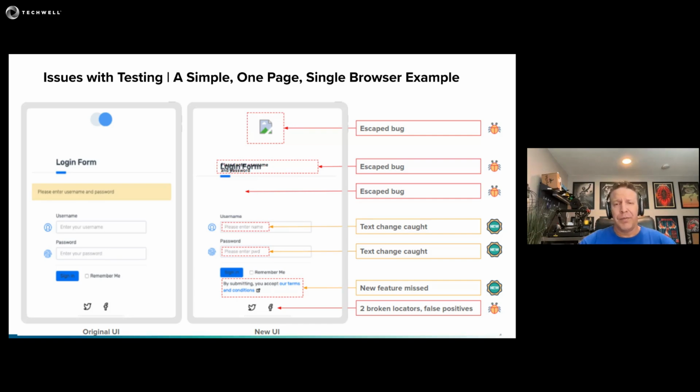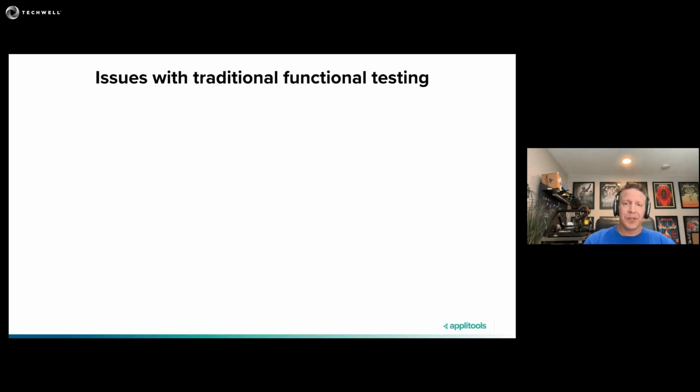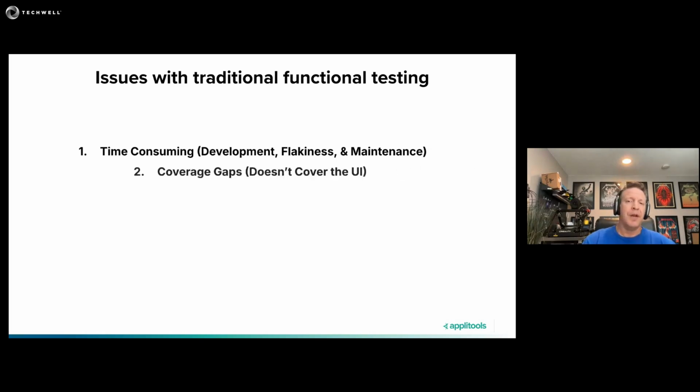So basically this simple example, right? Our code that we wrote using traditional means really doesn't give us a whole lot of coverage, and it creates a lot of noise at the end of the day. So just to summarize, traditional means of functional testing is very time consuming, a lot of time to develop. There's also test flakiness and maintenance. Also, it doesn't cover the UI.